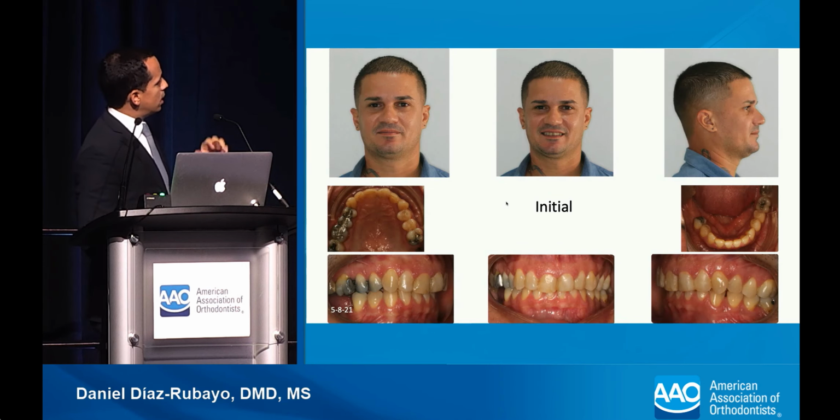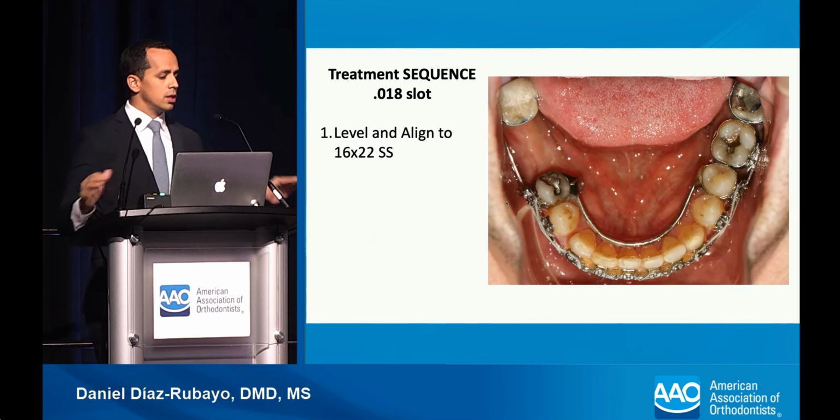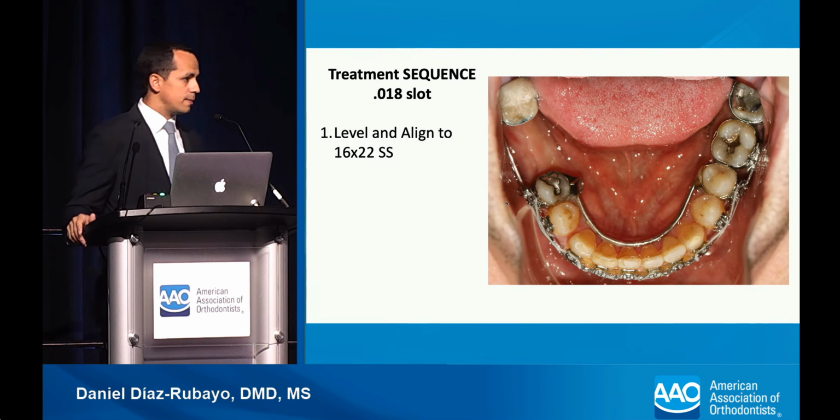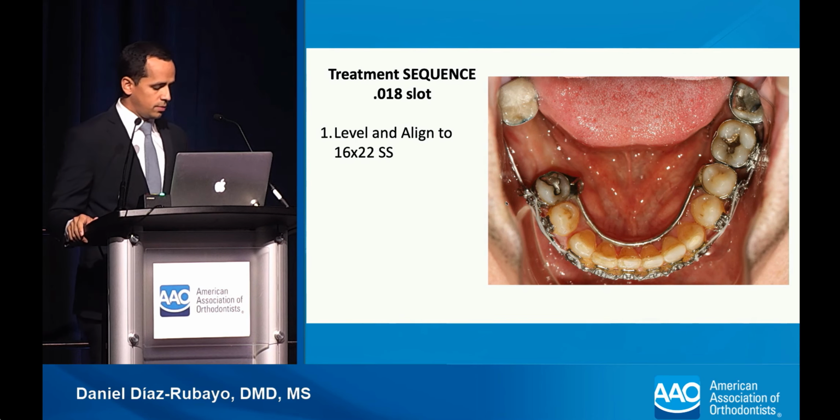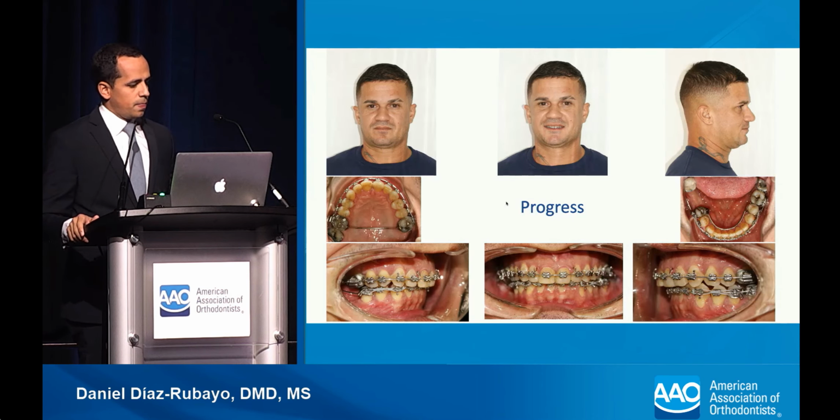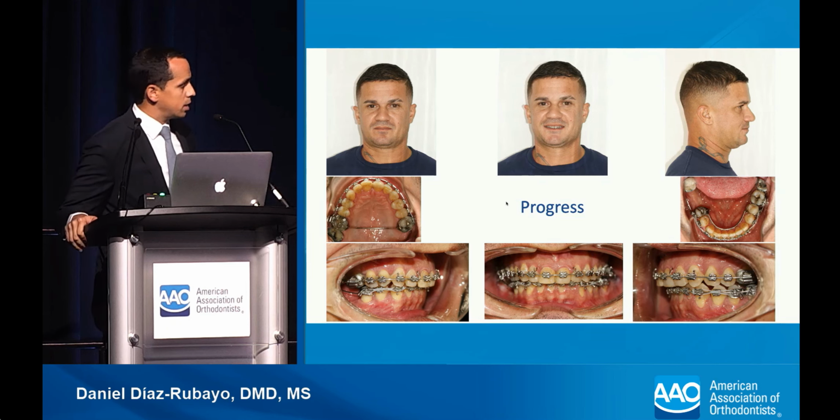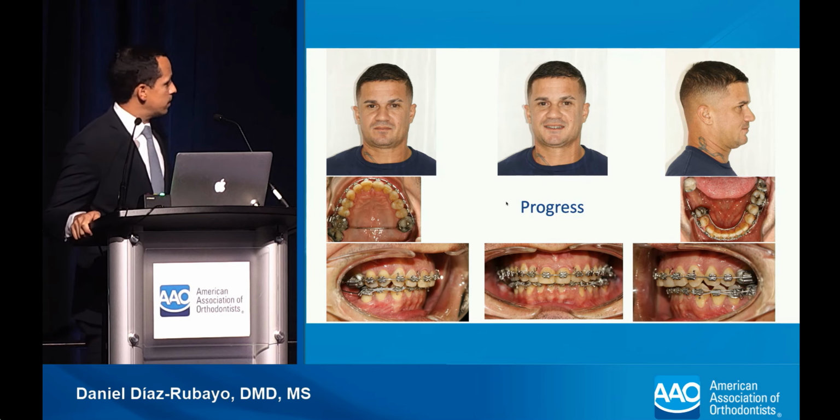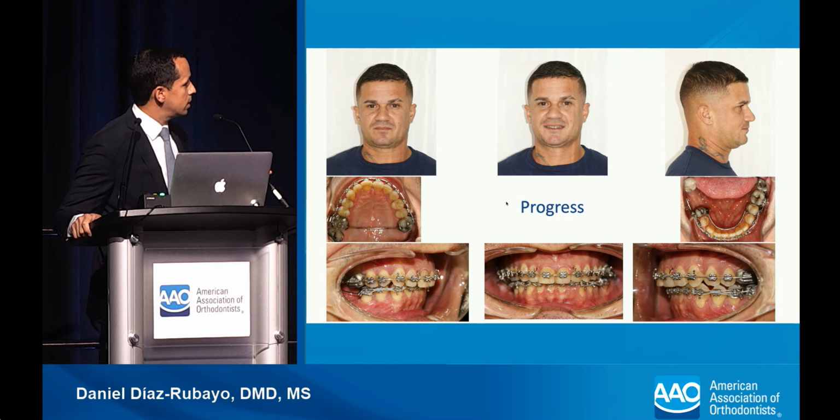So he comes in, and we put braces on. Okay, we level and align. We use an 018 slot in our practice. Okay, so we level and align and get to 16x22 stainless steel wire, which would be our working wires. This is how it's looking on the 16x22, okay? Everything's lined up, but he's still class 2.